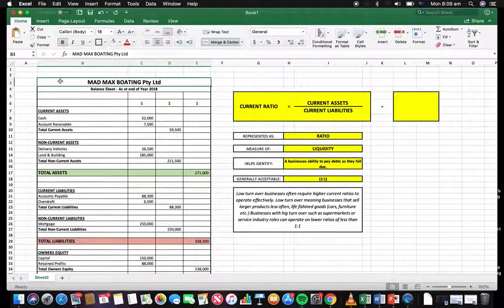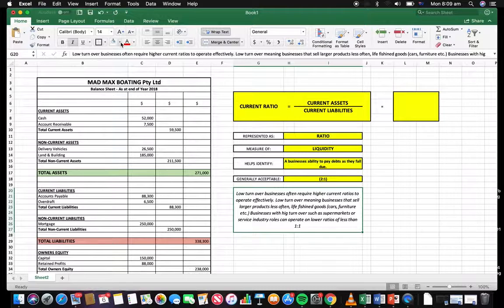The generally acceptable ratio is 2 to 1. Now that figure can vary, and it only really varies in terms of its acceptability based on the type of business. I put a little note down the bottom here, which I'll highlight in yellow, which states that low turnover businesses often require higher current ratios to operate effectively. So a low turnover business like a luxury car dealer would require a ratio maybe upwards of 2 to 1. They might even be trying for a ratio of 3 to 1.